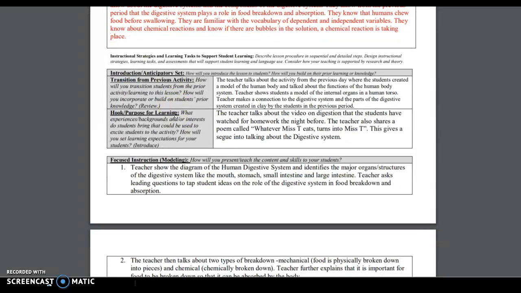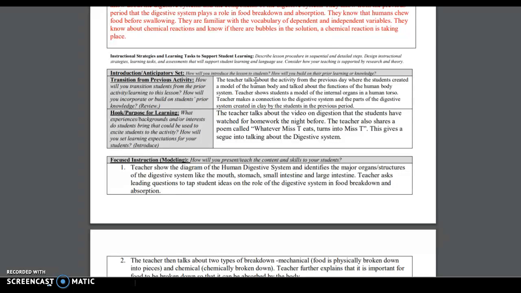Next is the transition from the previous activity. So the teacher basically walks around, talks about the activity from the previous day where the students created a model of the human body. And then the teacher shows students a model of the internal organs in a human torso. She makes a connection to the digestive system and parts of the digestive system created in clay by the students in the previous period.